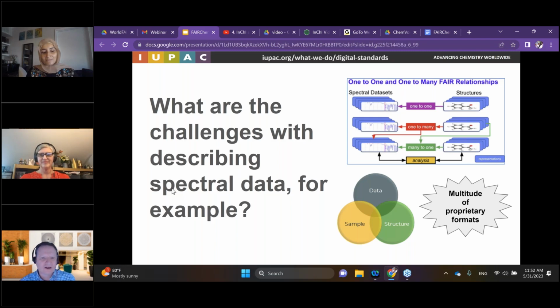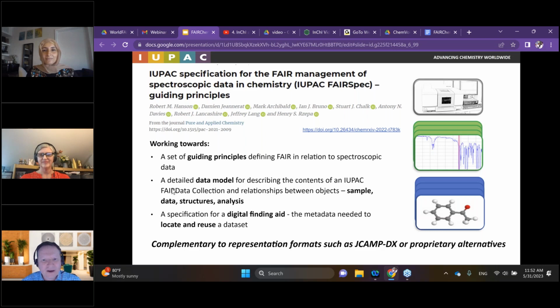In terms of addressing these, on the next slide, I've got a summary of an IUPAC project, which is looking at improving the data management of spectroscopic data. It's working towards a set of guiding principles that will define what it means to be able to publish a spectroscopic data set that is FAIR. And I'll say a little bit more about FAIR in a minute. But in doing that, we're looking at the data model, which allows us to capture the relationships between the structure, the data, the sample and the analysis.